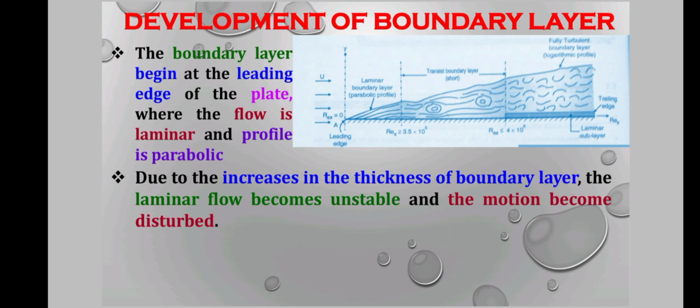And the development of the boundary layer: the boundary layer begins at the leading edge of the plate where the flow is laminar and the profile is parabolic. Due to the increase in the thickness of the boundary layer, the laminar flow becomes unstable and the motion becomes disturbed. Finally we see the fully turbulent boundary layer with a logarithmic profile, and at the trailing edge a laminar sublayer.